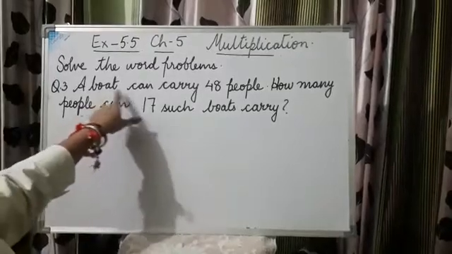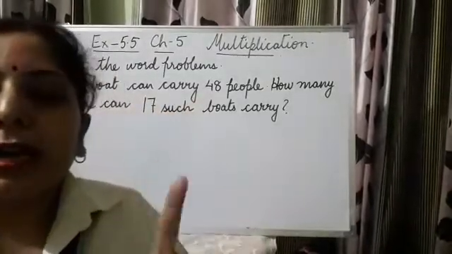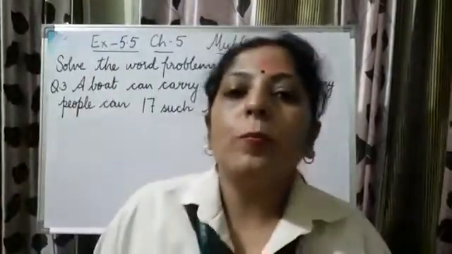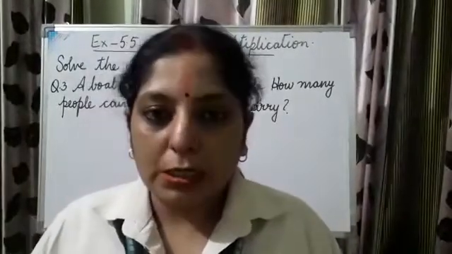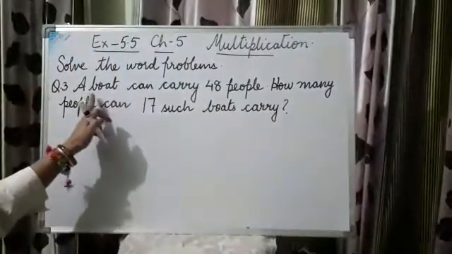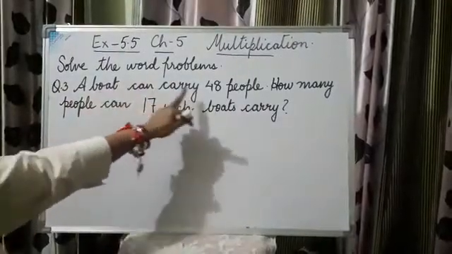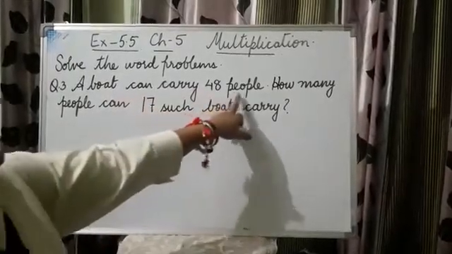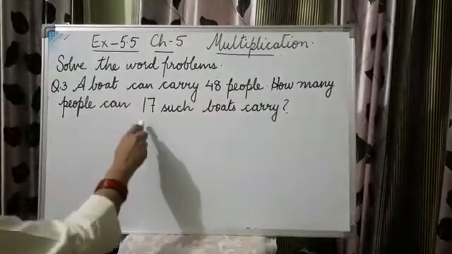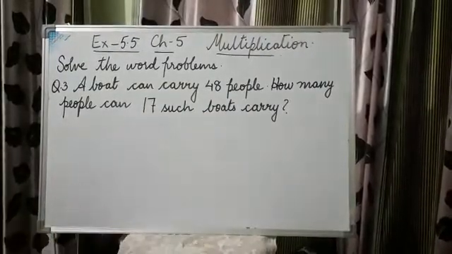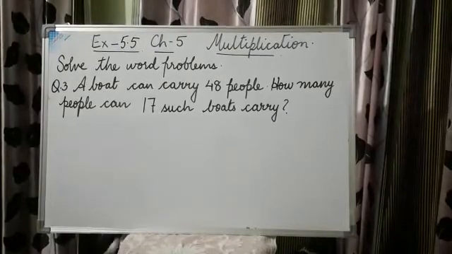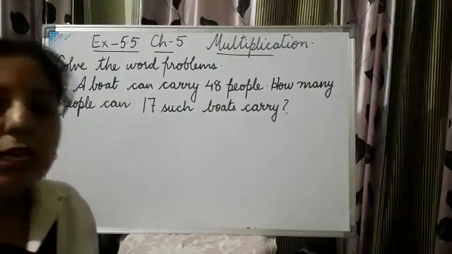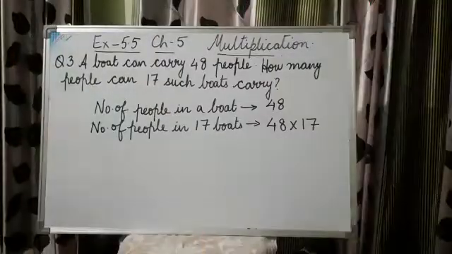Students, whenever in the question one quantity is given and more than one quantity is being asked, you need to multiply both the numbers. Here also we have got a quantity, I mean to say the number of people a boat can carry. In one boat the number of people has been given. We need to find out how many people can be seated in 17 such boats. So, in this, we will be multiplying 48 with 17 along with the short statements. So, let's start the sum.